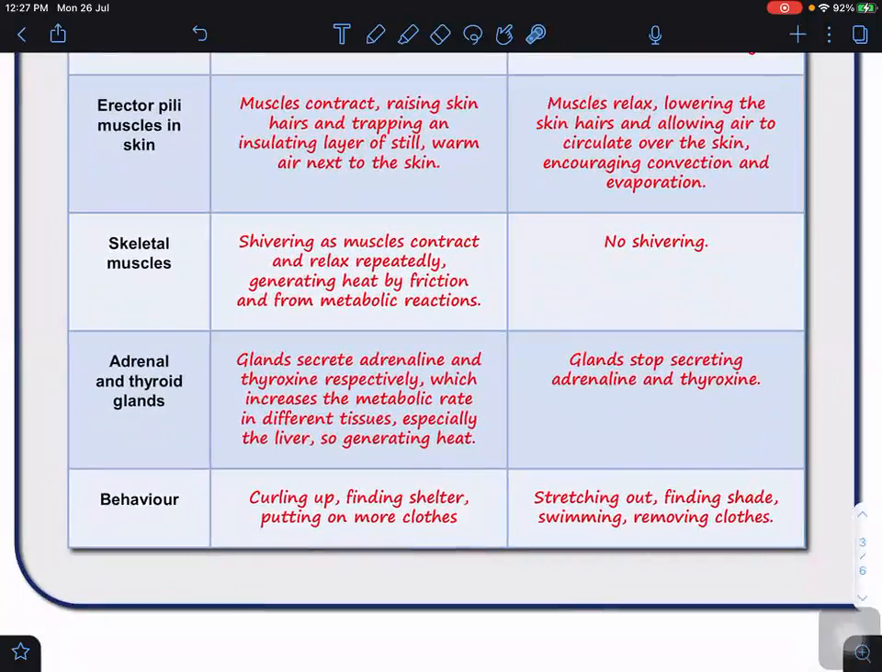So this is the erector pili muscle in the skin. Something fun, an interesting fact: compare us to some of the mammals. If you look at our skin hair compared to other mammals, even our close relatives, chimpanzees and orangutans, you will realize that our skin hair density is much lower compared to the hair of the animals, where they form the fur, right?